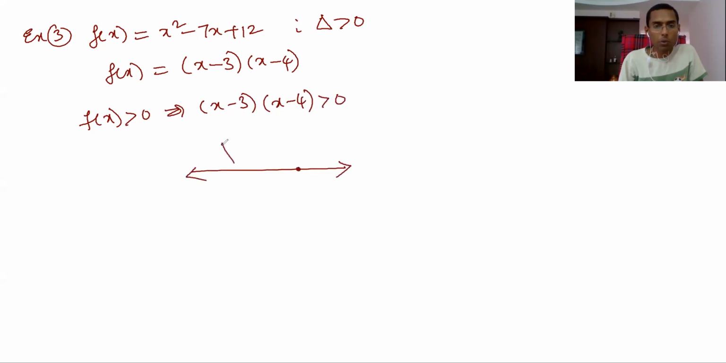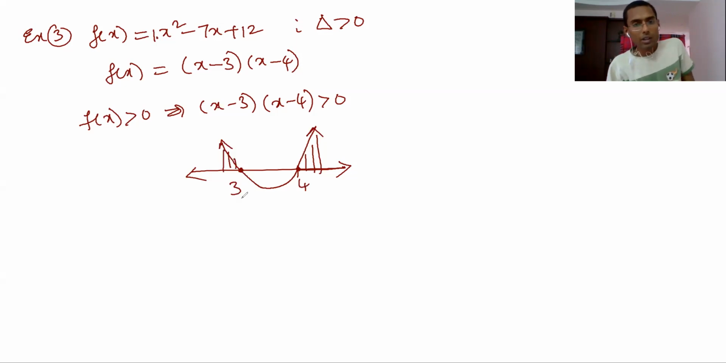If I take this parabola, at 3 it is 0, at 4 it is 0, and more than 4 it is positive. If you keep 5, it's automatically positive. This is an upward parabola because a is positive, and here also it is positive.